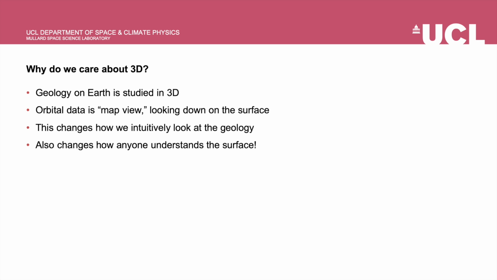Geology on Earth is studied in 3D, so geologists go out in a field, they look around themselves, they understand the geometry of the rocks around them in 3 dimensions. But unfortunately, in planetary science, we don't have a lot of information taken from the ground, with the exception of astronauts on the moon and Mars rovers and other landers on other bodies. But all of that data is also really limited. So if we want to study geology over a wide region on a planet, we have to use orbital data.